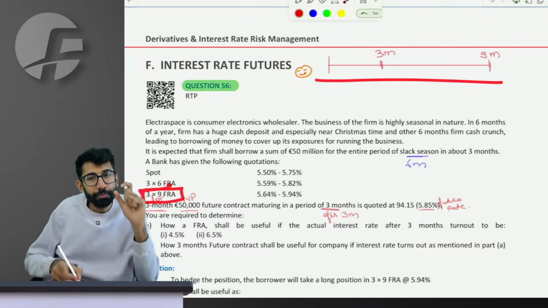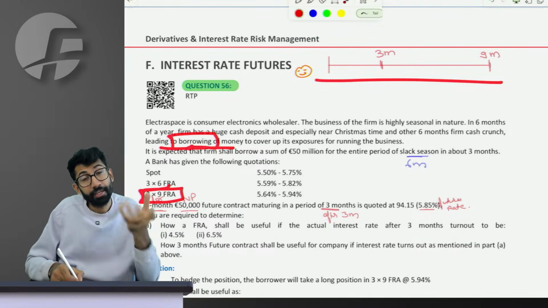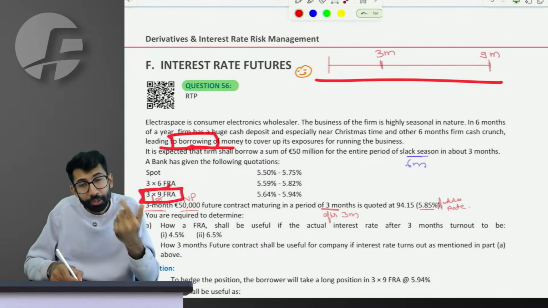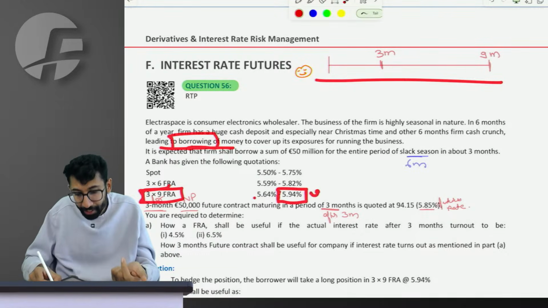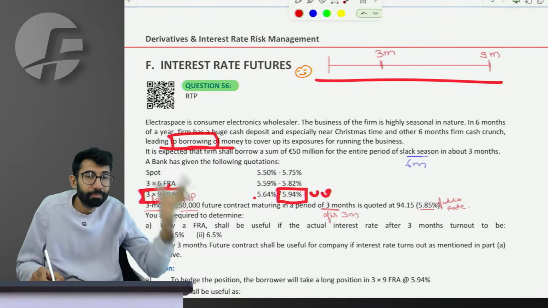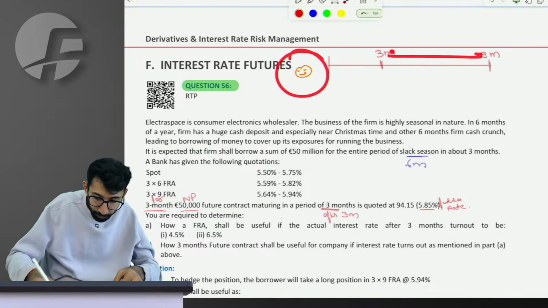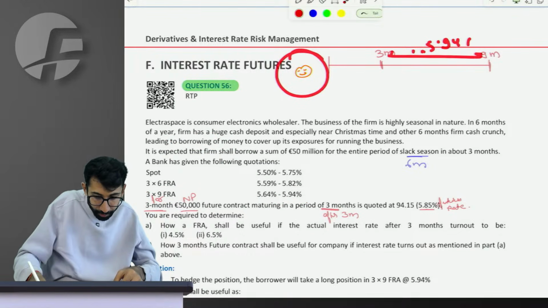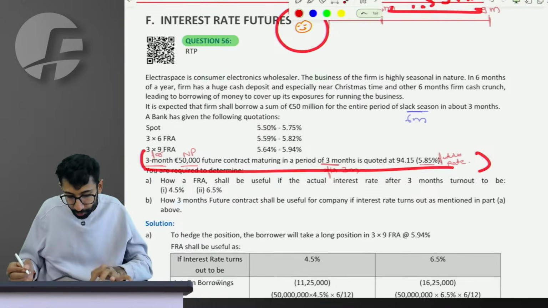And in that, what position will you take? Sir, since I am a borrower in the spot market, in the derivative market I will enter into a contract to borrow, and the relevant rate will be 5.94 because I borrow at a higher rate and lend at a lower rate, because the bank is there to earn money. So I will enter into a forward contract here for this particular time period at the rate of 5.94%. Done. Ignore the futures.